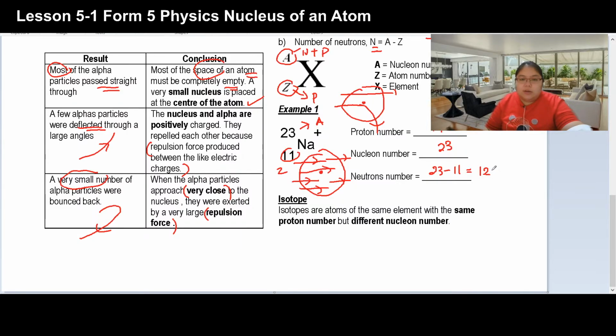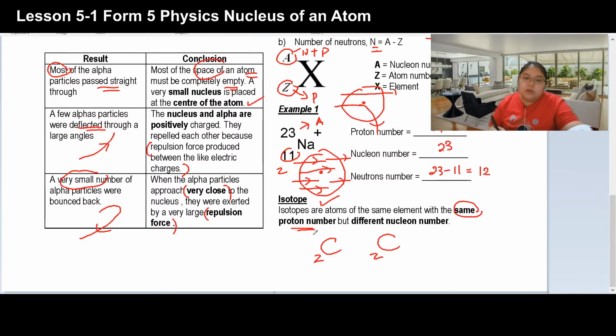So this is the simple introduction for the nucleus. Then the next one should be the isotope. For the isotope, we need to know the definition. The first one: isotopes are atoms of the same element with the same proton number. Same element means if I use carbon, the other one is also carbon. Then the proton number is the same, so the bottom one, Z and Z, must be the same.